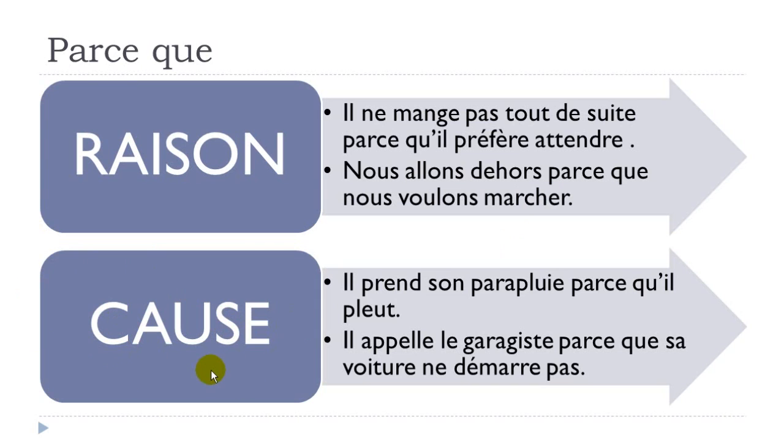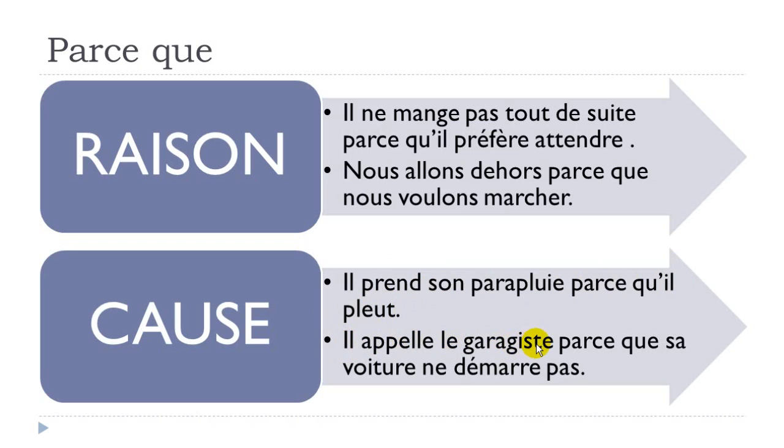cause. Example here. Il prend son parapluie. Parapluie, umbrella. Prendre is to take. Il prend son, his. So he's taking his umbrella. Il prend son parapluie parce qu'il pleut. Pleuvoir, to rain. It rains. Il pleut. Il prend son parapluie parce qu'il pleut.